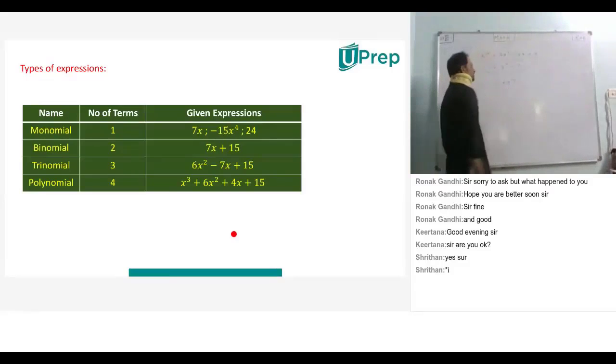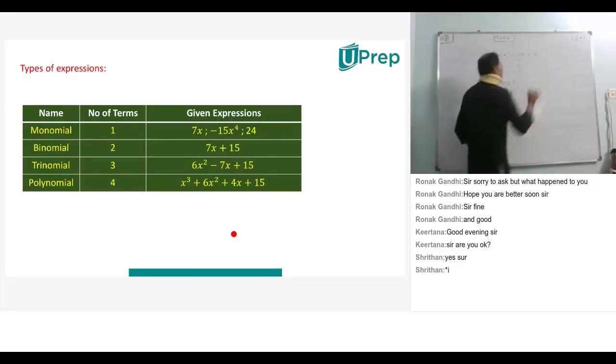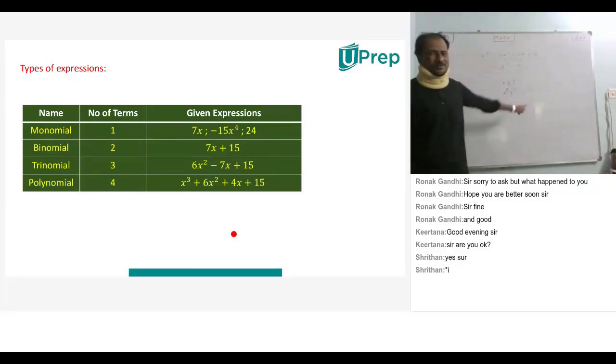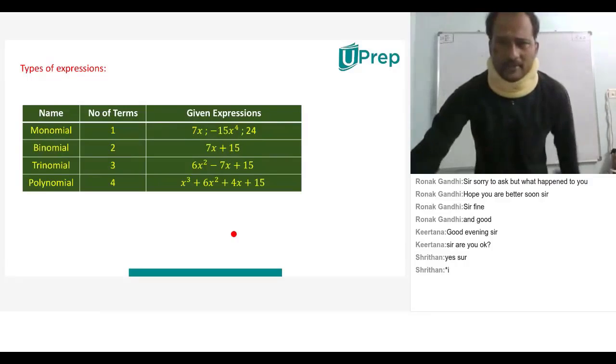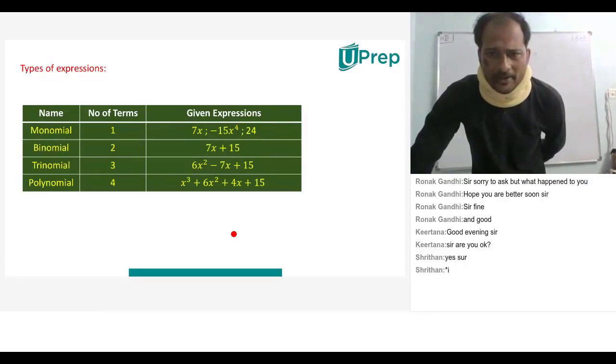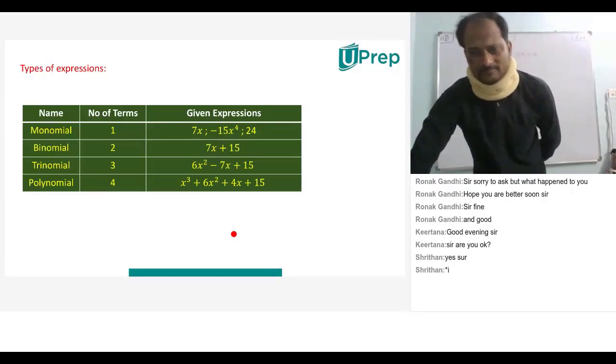So here, this is called a monomial. x power 8, y power 10. Is it a monomial? Yes, because it is only one term. Now, no, it is not a monomial. What is it? Binomial. What do you mean by binomial? A polynomial having two terms is called a binomial. Trinomial: a polynomial having three terms is called a trinomial.